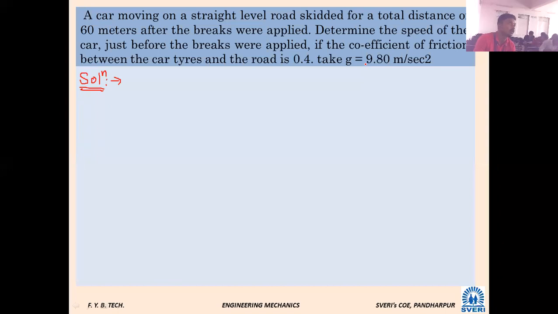Speed and velocity, just before the brakes were applied, and the coefficient of friction. Let us see what is given. Omkar, can you tell what is given?